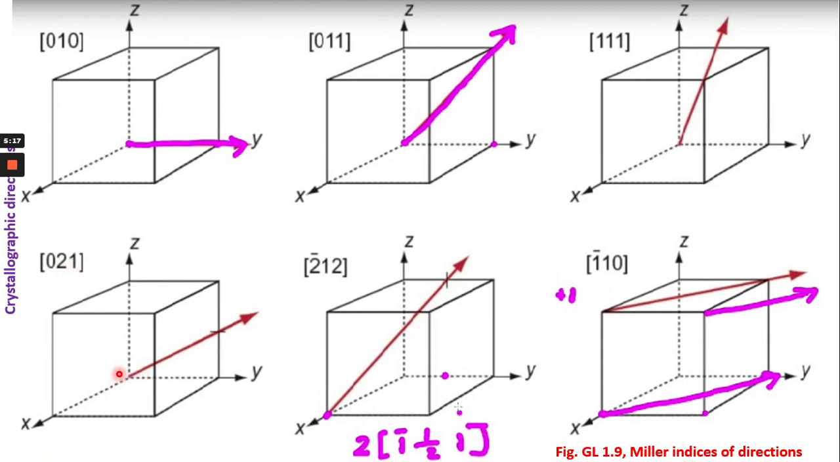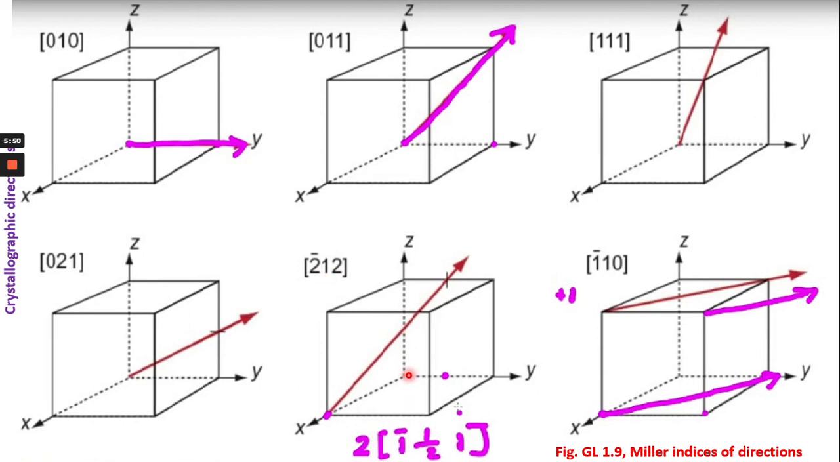X is 0. Now you take 2 as a common factor, so you get 0, 1 and half. X 0, y 1 and z half. Again, I start from the origin to the end point, and that's the direction. Similarly, -2, 1, 2: again 2 is common, so -1, half, 1.